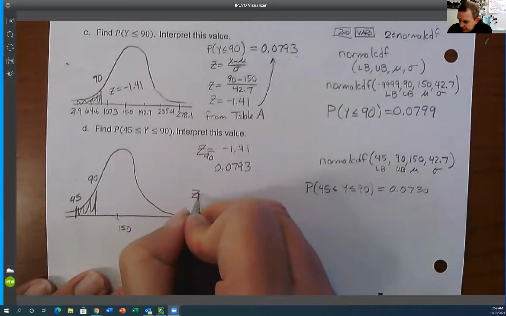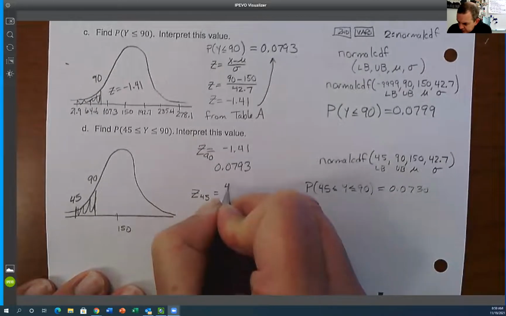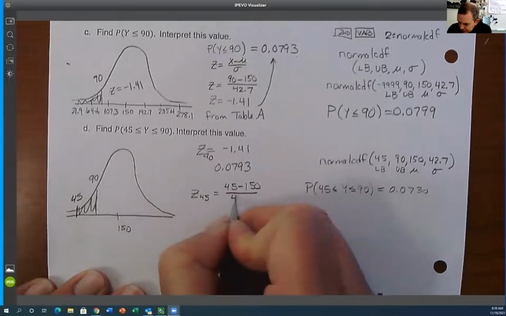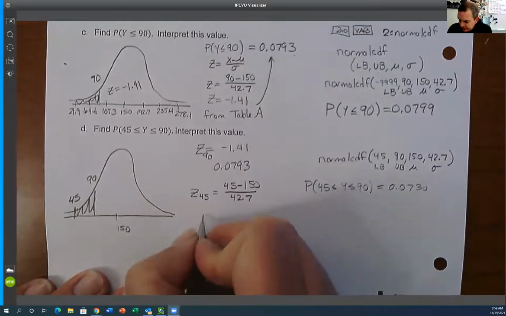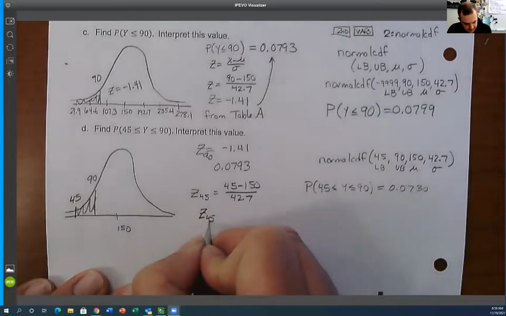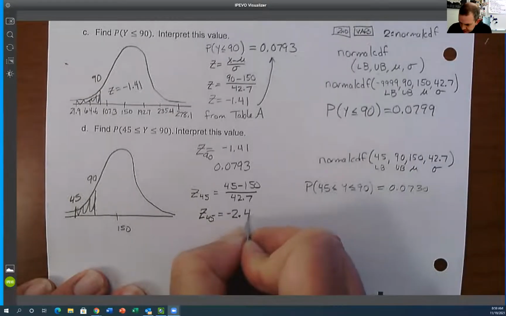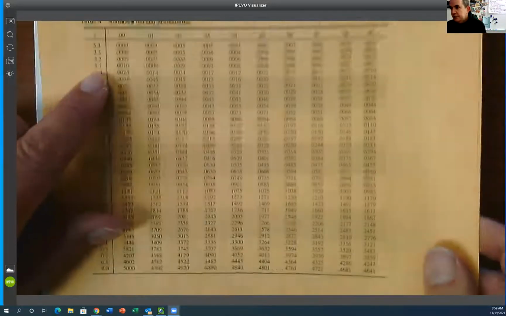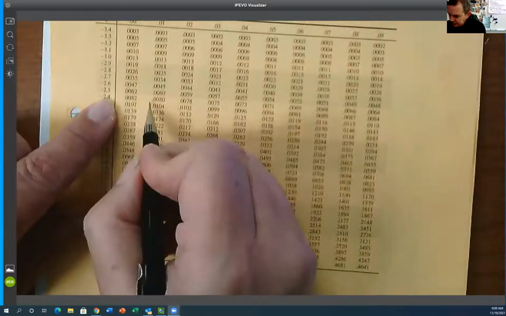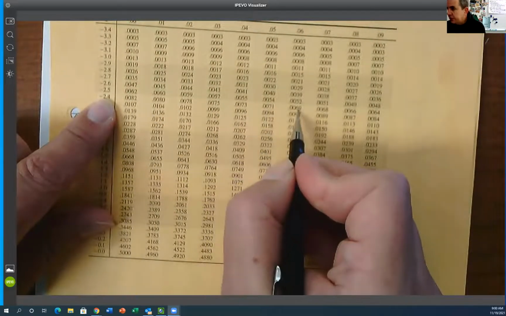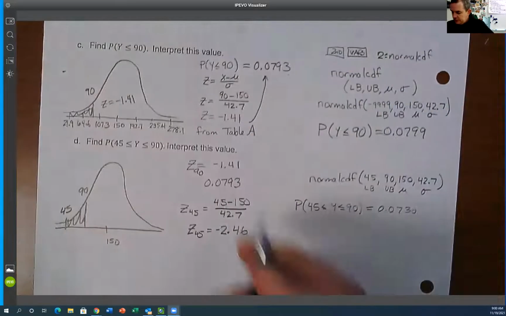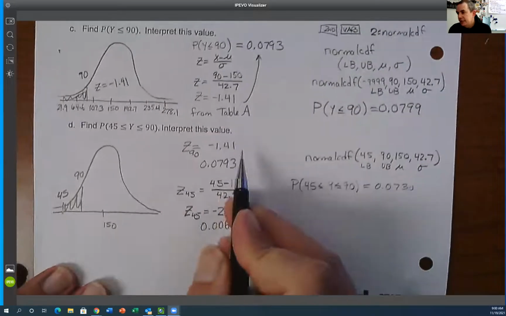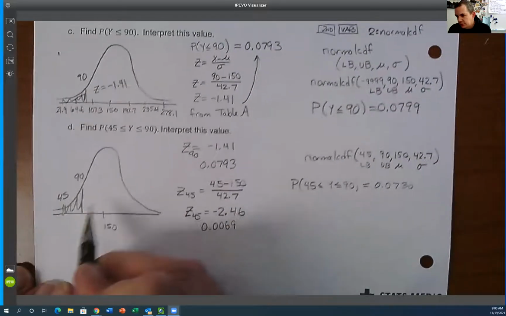Now we would need to figure out the z-score for 45. So we'd need to do 45 minus 150 divided by 42.7. And that's going to give us a z-score for 45 of negative 2.46. And what we need to do using table A is negative 2.4, and then we come over to the 6th column right here, 0.0069. So this tells me that this area is 0.0069.